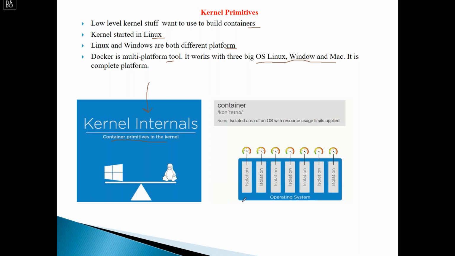See this blue color, I'm assuming this blue color operating system is a base virtual machine. In this base virtual machine, you are going to install Docker and run containers. This is the isolation area for container 1. This is the isolation area for container 2. This is the isolation area for container 3, and so on. So container means, if you search on Google, an isolated area of an operating system with resource usage limits applied. This isolation happens on top of the base virtual machine. Keep in mind, in my case, the base virtual machine will be Amazon Linux.